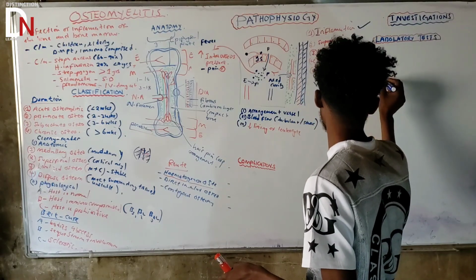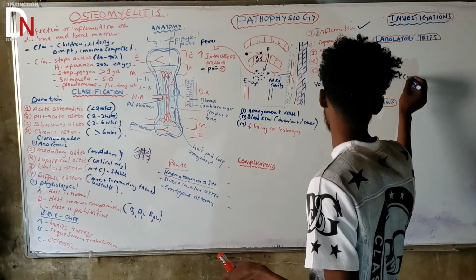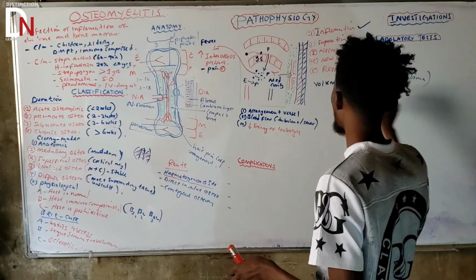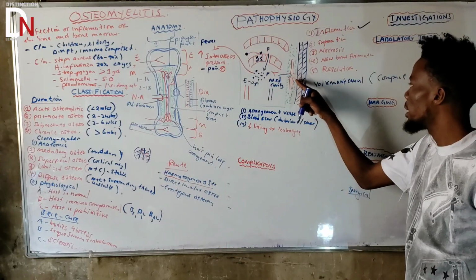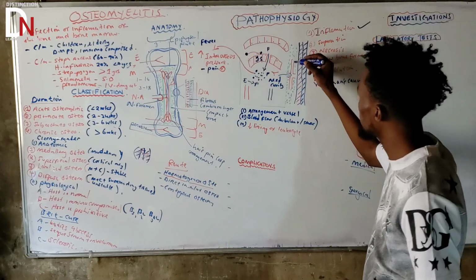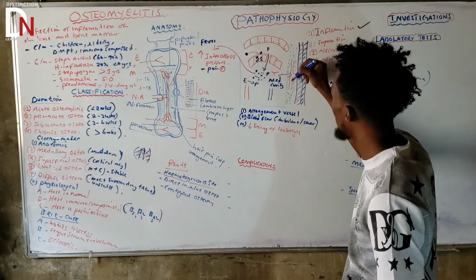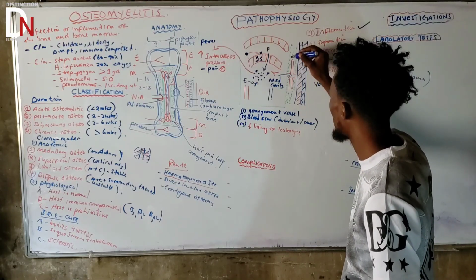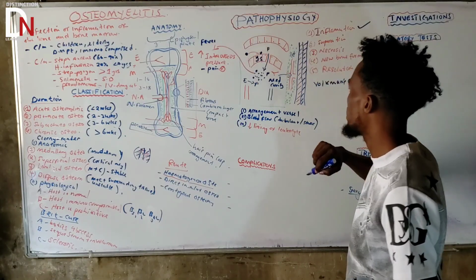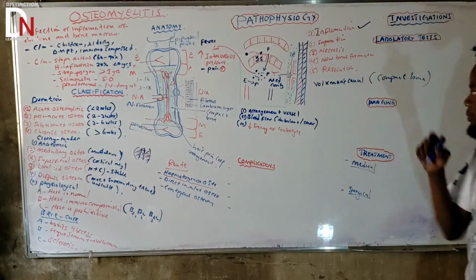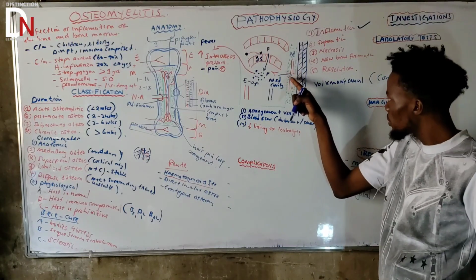Remember that the Volkmann canal and the Haversian system can be found within the compact bone. So this fluid will start leaking there. These vertical ones are the Haversian system. Now the fluid will start going like that.